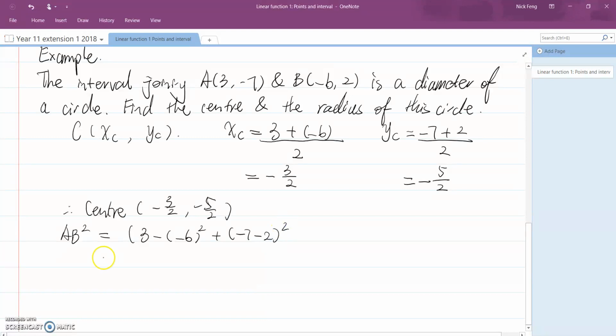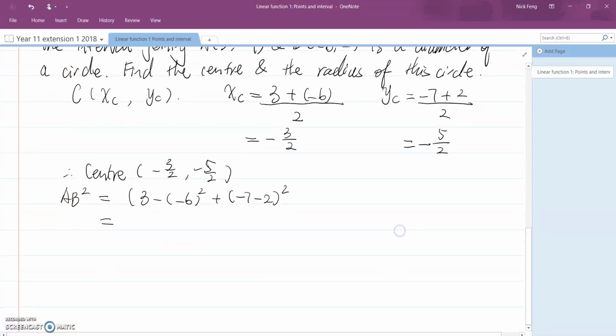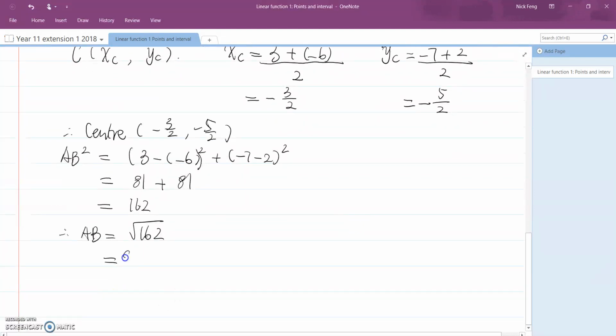Well, because it's a square, actually it doesn't matter. So therefore, oh my bad, there should be another closed bracket in here. So that's 9 square, which is 81, and that's another 81. Okay, so therefore it's 162. Therefore, AB is square root of 162, which is 81 times 2, so that's 9 root 2.